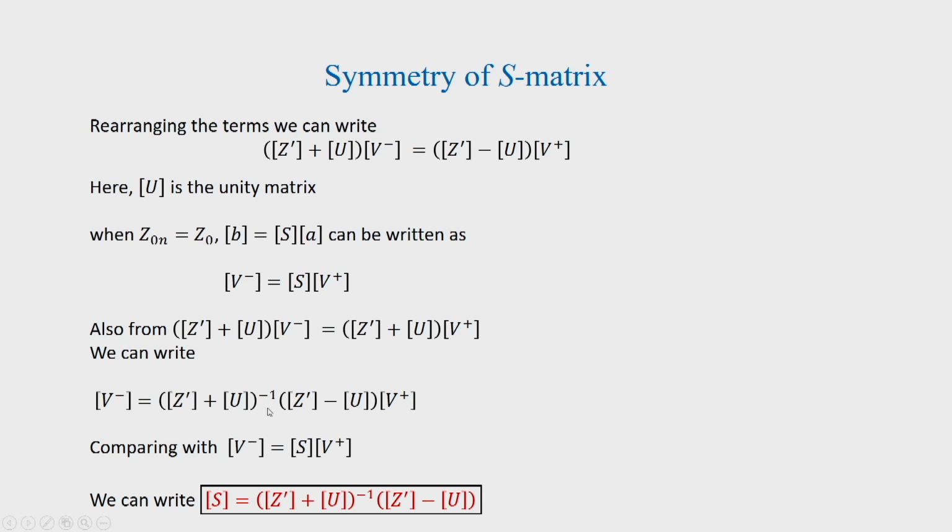If we compare these two, then we get S equal to Z dash plus U inverse into Z dash minus U. So, this expression establishes a relationship between the S matrix and the Z matrix, rather Z dash matrix, where we have normalized the Z matrix by Z naught.